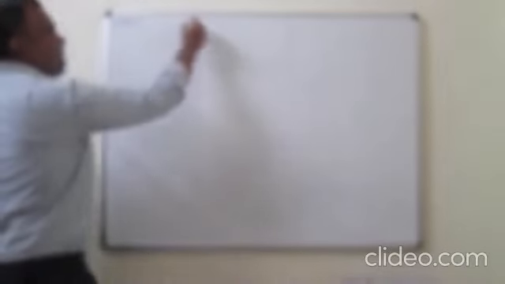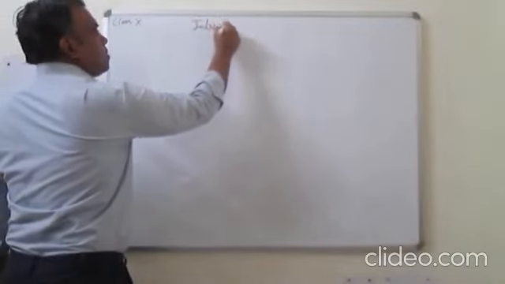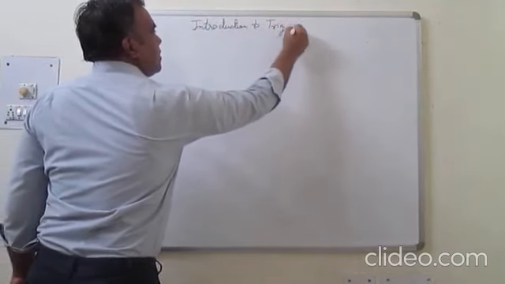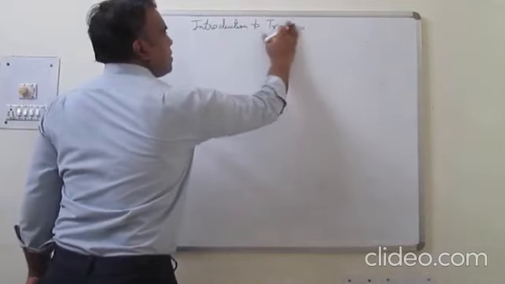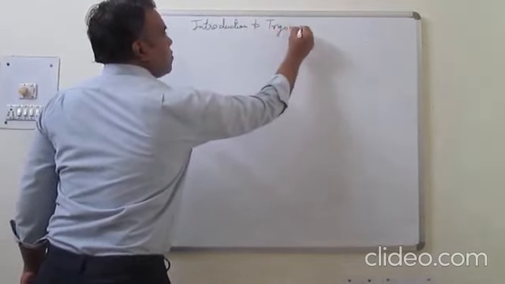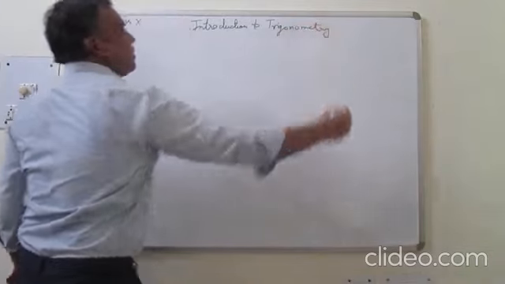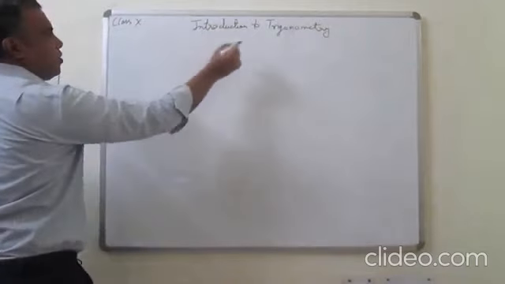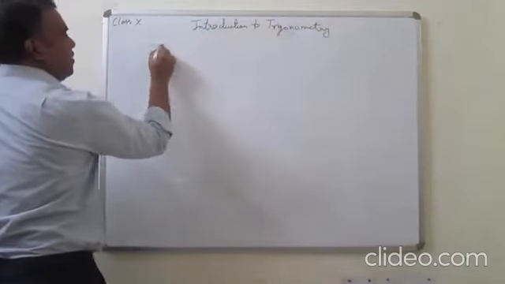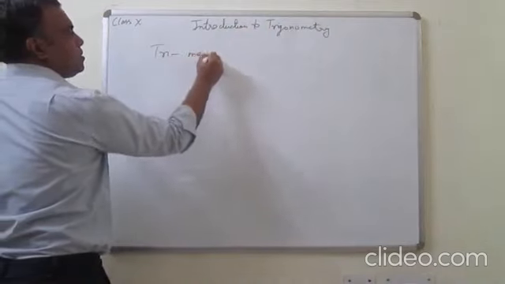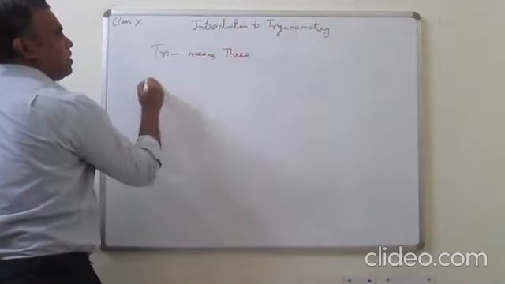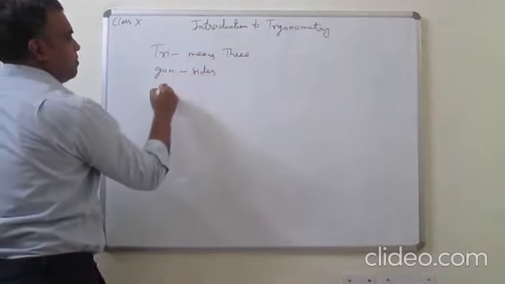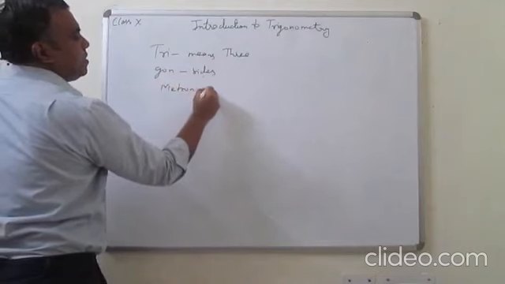Today we will start introduction to trigonometry. Trigonometry, it is chapter 8, class 10th. Trigonometry is derived from the Greek word: tri means three, gon means sides, and metron means measure.